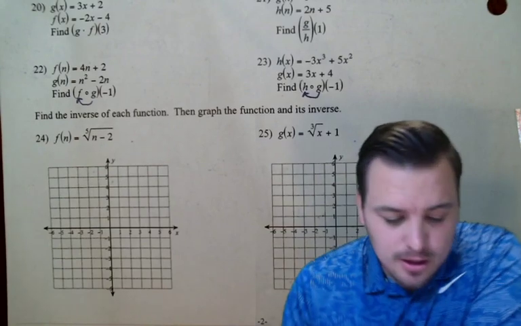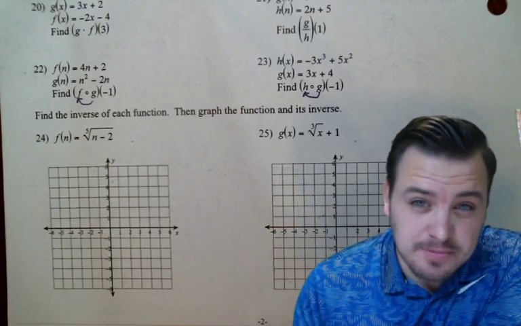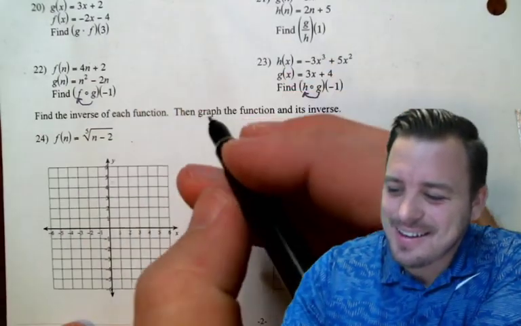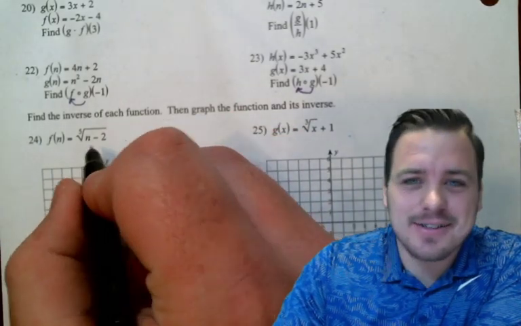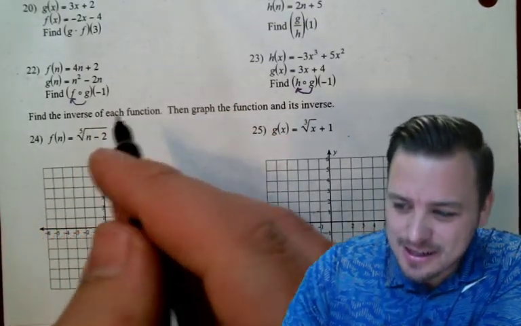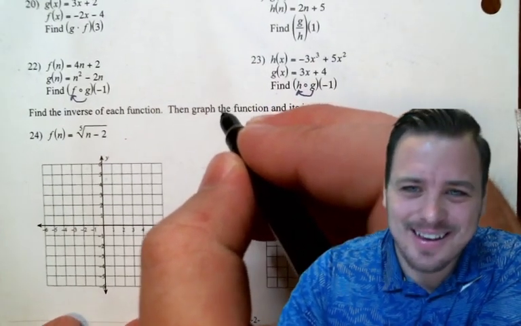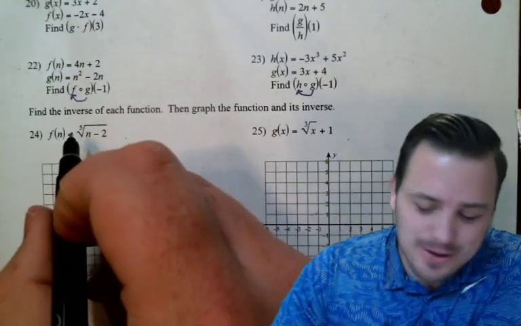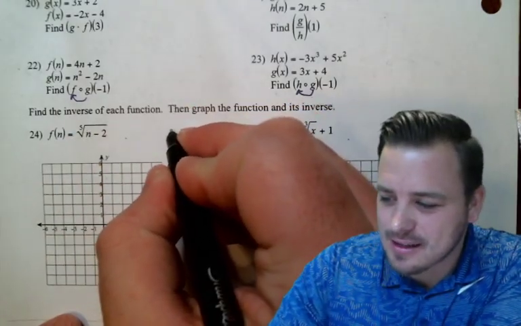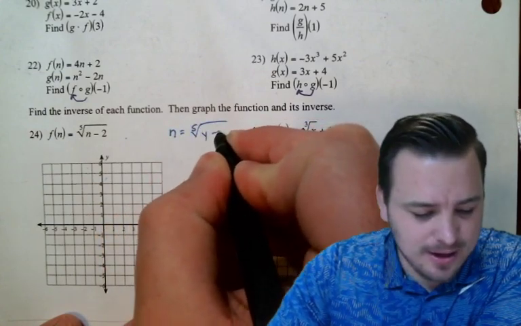Okay. So, continuing on. Find the inverse of each function, then graph the function and its inverse. So, I need to switch these out. So, this is y, that's x. So I need to switch y and x here. So, that would be n, which is our x here, is equal to the 5th root of y minus 2.